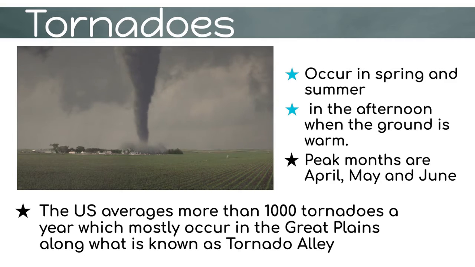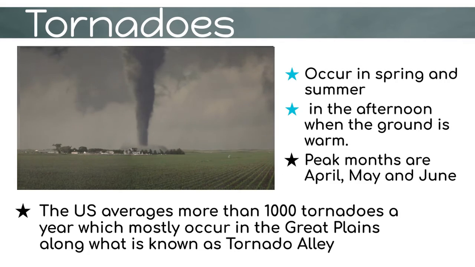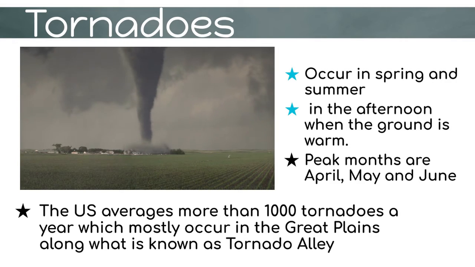Tornadoes occur in spring and summer, in the afternoon when the ground is warm. Peak months are April, May, and June. The U.S. averages more than 1,000 tornadoes a year, which mostly occur in the Great Plains along what is known as Tornado Alley.